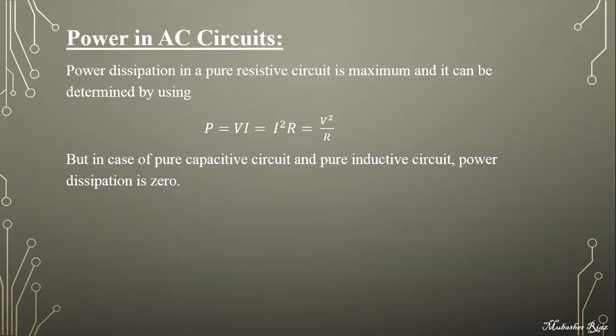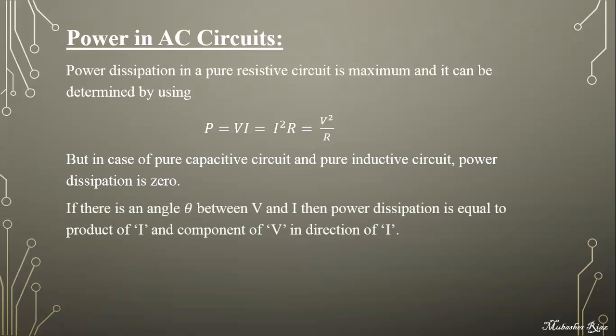Now there is another situation. If there is an angle theta between V and I, then power dissipation would be equal to the product of I and component of V, which is in the direction of current I.